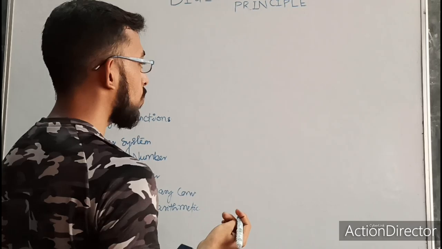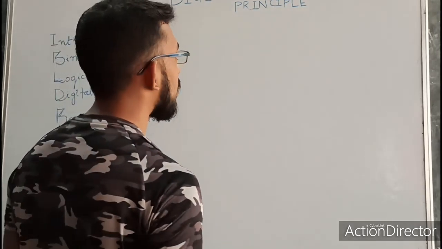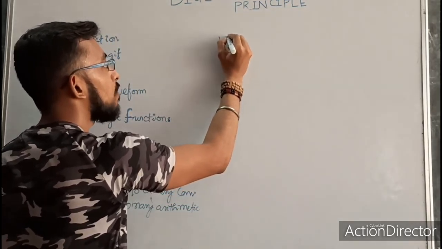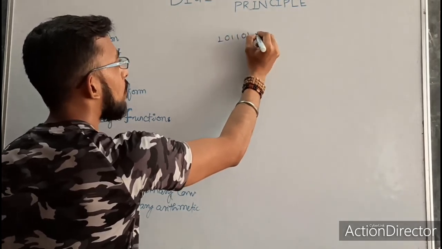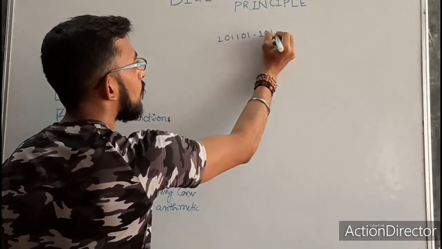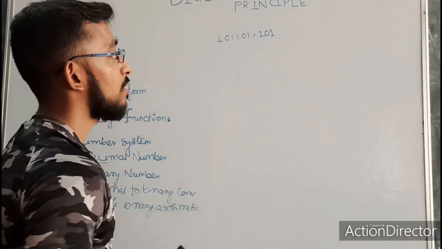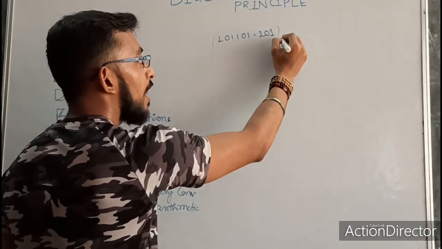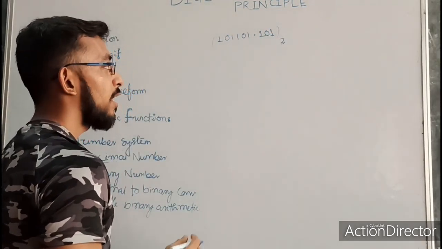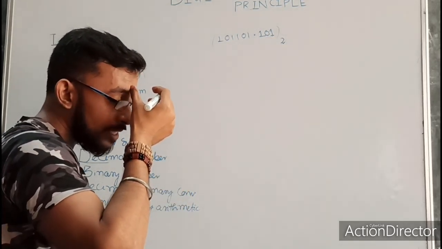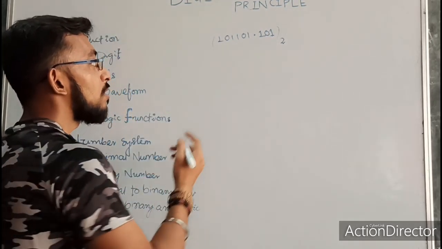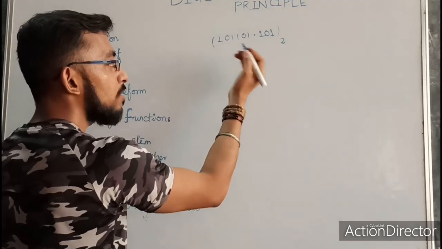Now, how do we convert our binary number into a decimal number? Suppose I have a number 101101.101. Suppose I have a binary number like this. Binary number means it has a base 2, and decimal number means it should have a base 10. So we have to convert this number into decimal.